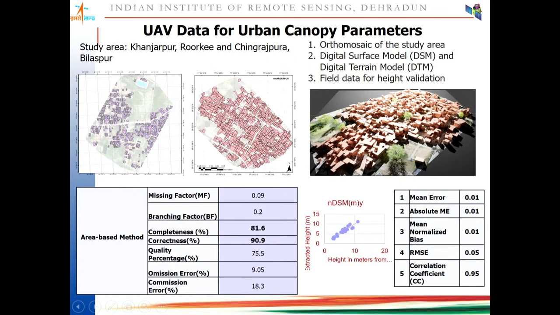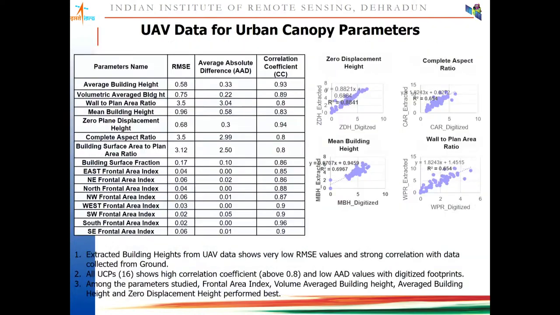Here you can see the 3D model of one of the areas of Khanjarpur Roorkee, and here you can see the building footprint. This building footprint has been measured against the digitized building footprint from the ortho, and we have found very good accuracy, like 81.6% completeness and 90.9% correctness. Similarly, building heights were also validated against ground observation, and here we have found an RMSE of 0.05 meter, nearly 5 centimeter error, in the automatic height extraction from UAV data.